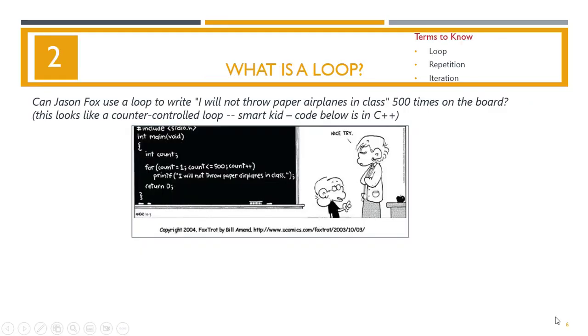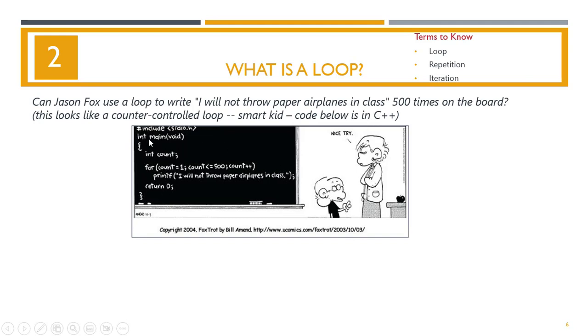So what is a loop or a repetition or iteration? In this comic here, I don't know if you know Jason Fox, smart kid, got in trouble. He threw a paper airplane in class. So the teacher says, I want you to write that on the board 500 times. I will not throw paper airplanes in class. They used to do that.